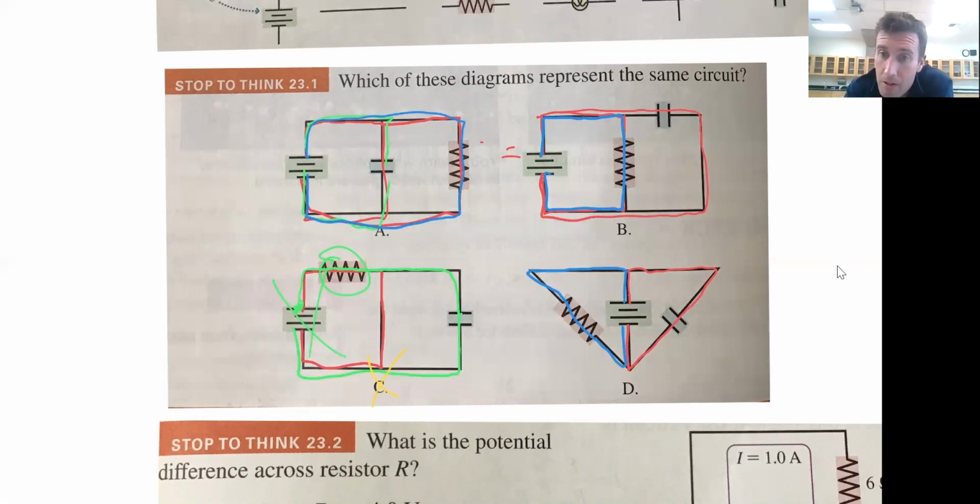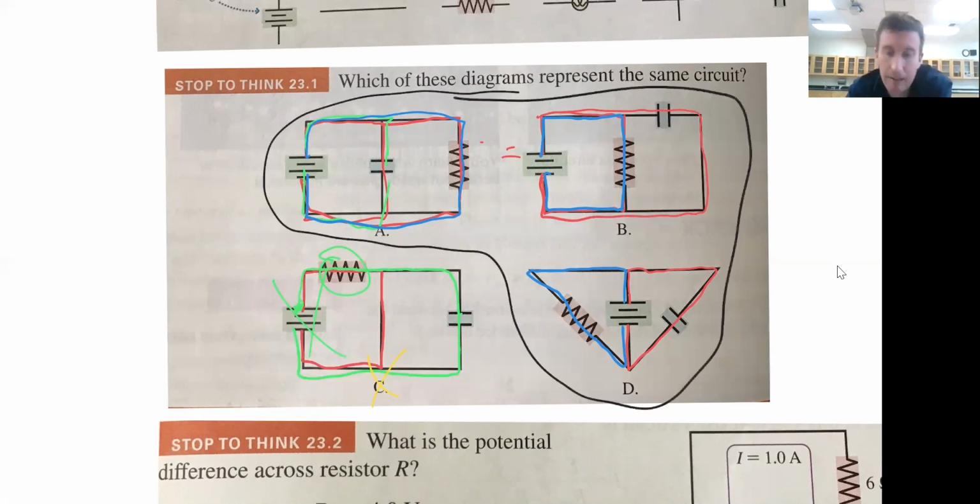They are parallel circuits with a resistor and a capacitor, both off the battery. So A, B, and D are all the same circuit. Different shapes, different layouts, but the same idea. C is not the same because you have to go through the resistor to get to the capacitor. The resistor and the capacitor are in series, not in parallel.